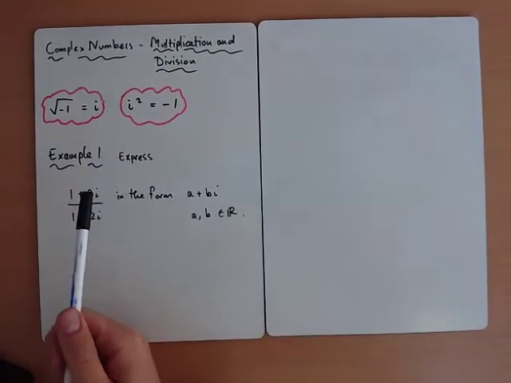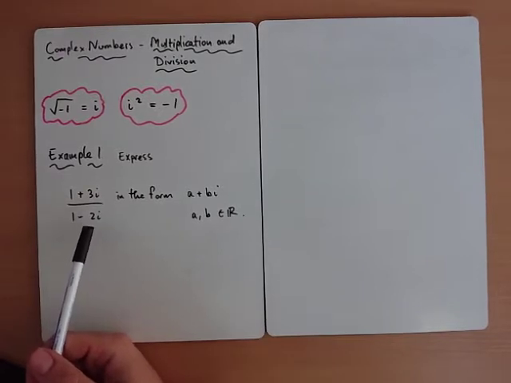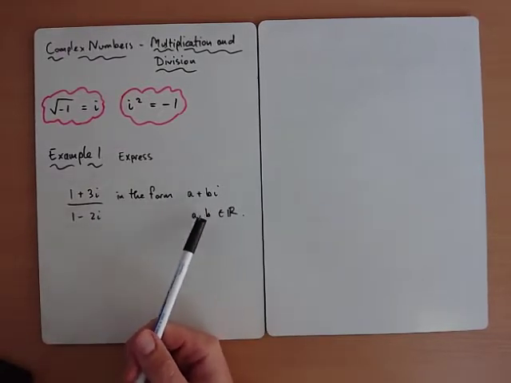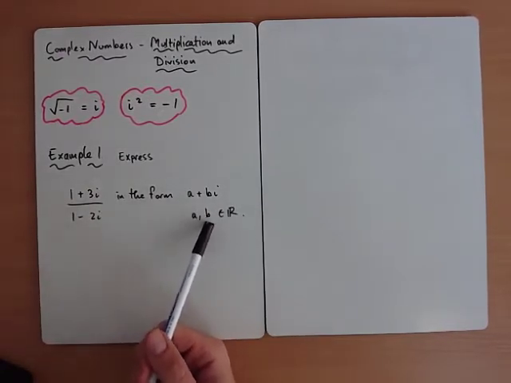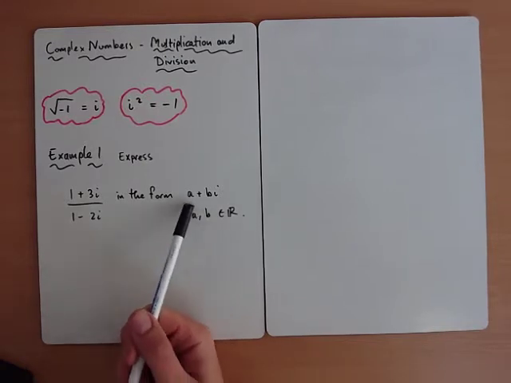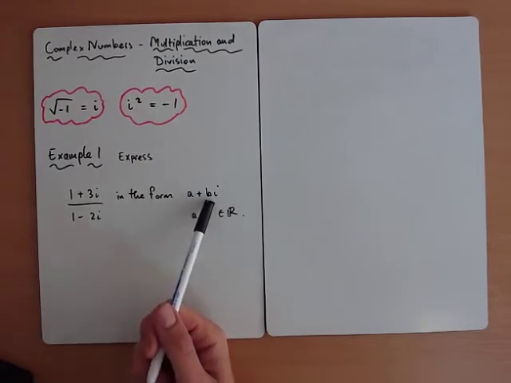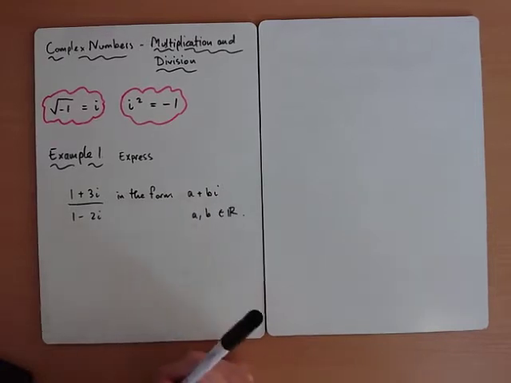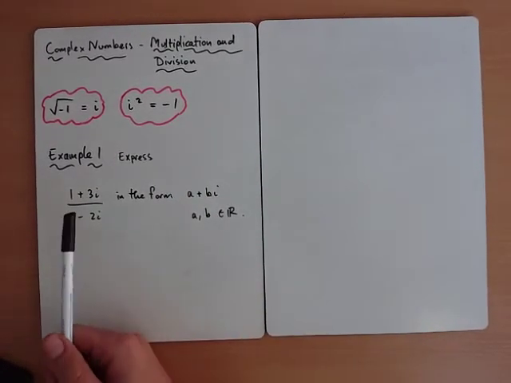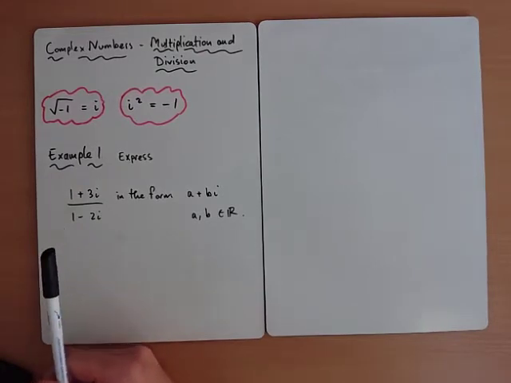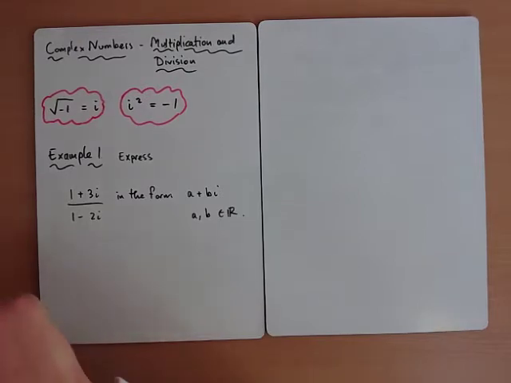Okay, so example 1, it says express 1 plus 3i divided by 1 minus 2i in the form a plus bi. This bit here just means where a and b are elements of the real numbers. So a is going to be a real number, b is going to be a real number, but together we will get a complex number because it's real and imaginary. Okay, so this one involves a bit of a trick that you need to probably remember for the AS Further Maths. Okay, so I would highlight this.